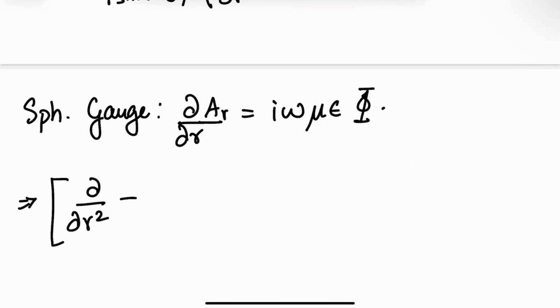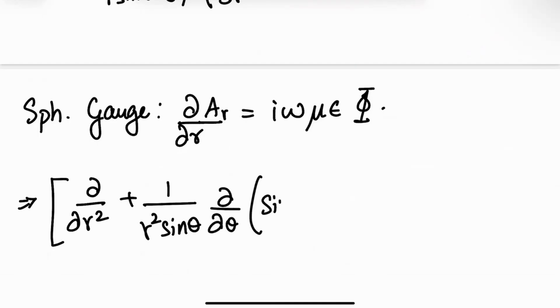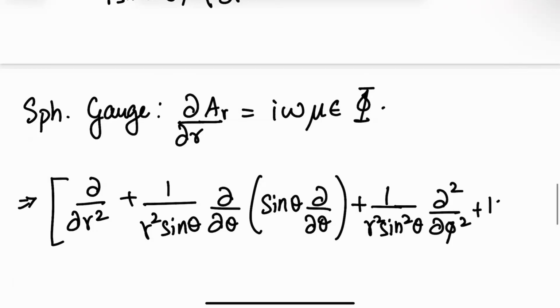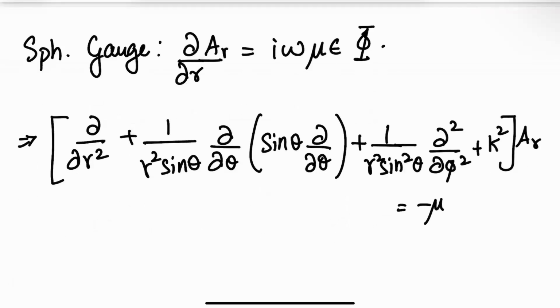d over dr squared plus 1 over r squared sine theta d over d theta, sine theta d over d theta, plus 1 over r squared sine squared theta d squared over d phi squared, plus k squared A_r is equal to minus mu J_r.